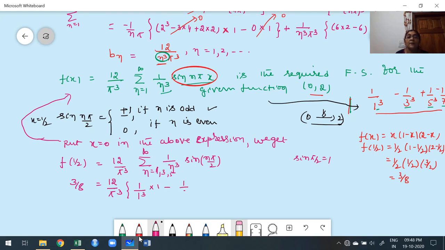Minus 1 by 3 cube. What is sine of 3 pi by 2? Sine of 3 pi by 2 is minus 1. Yes, we get plus into minus 1. Similarly, 1 by 5 cube, sine of 5 pi by 2 is 1.